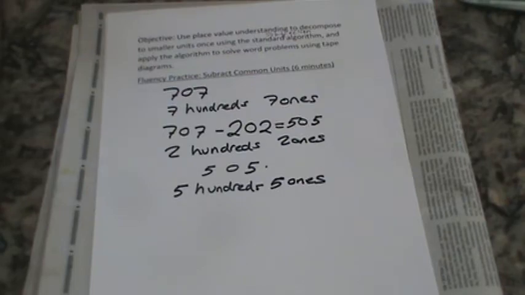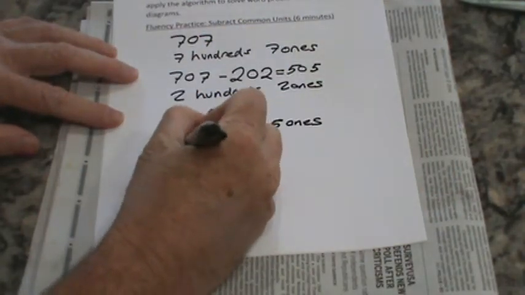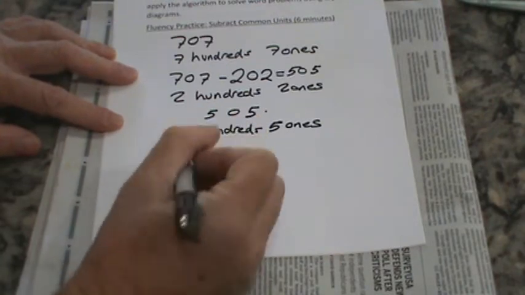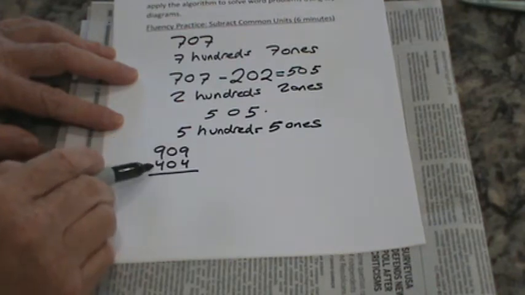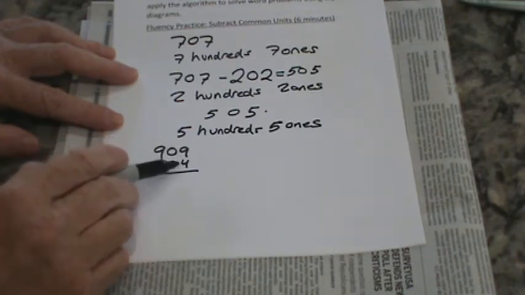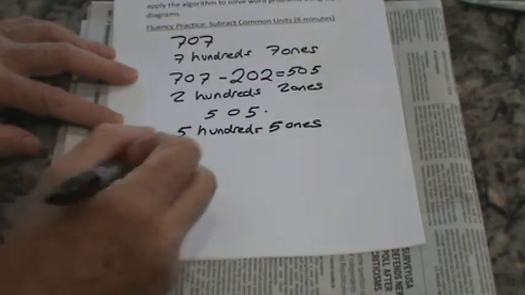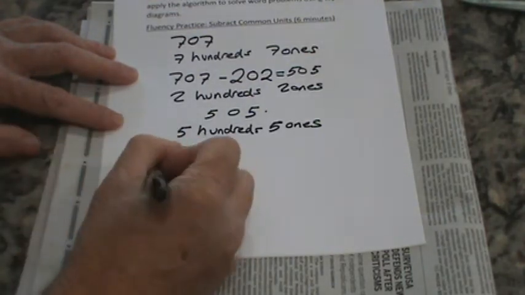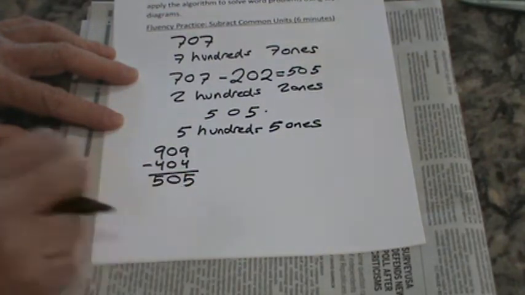But let's take a look at some more subtraction before we move on. We're going to do these vertically using the standard algorithm. 909 minus 404. So we have 9 ones, 4 ones, 0 tens, 0 tens, 9 hundreds, 4 hundreds. So 9 ones minus 4 ones equals 5 ones. 0 tens minus 0 tens is 0. 9 hundreds minus 4 hundreds is 5 hundreds, and there we have it. 505. 5 hundreds, 5 ones.